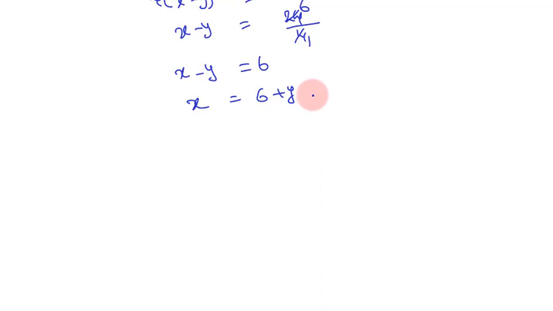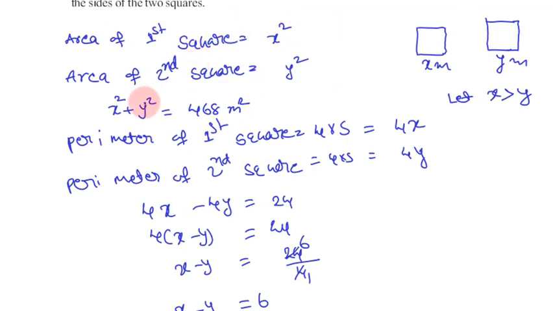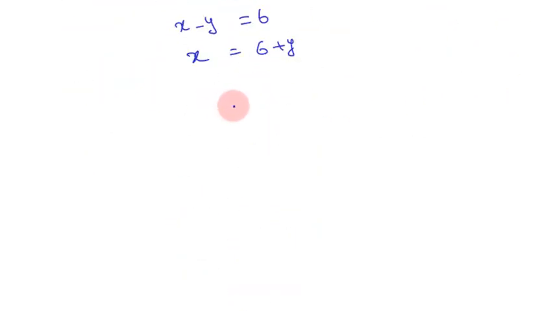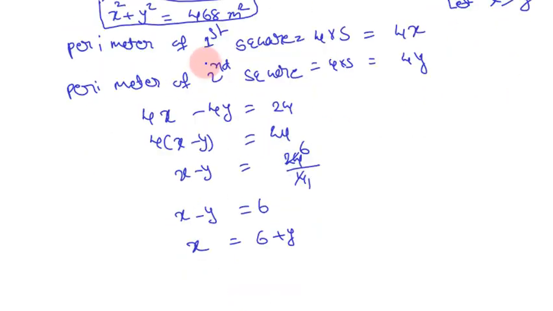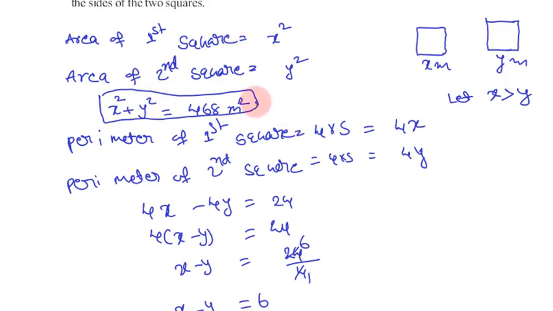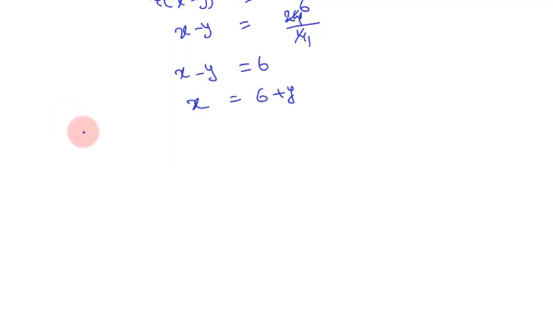Now we have to substitute this x value in this equation. This equation represents the sum of the areas of two squares, 468. Let us suppose this equation as equation 1. So substitute x is equal to 6 plus y in equation 1.